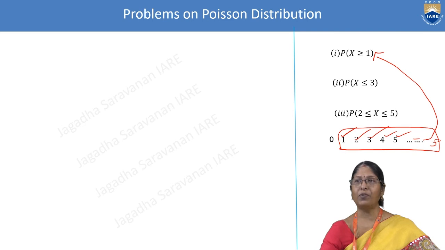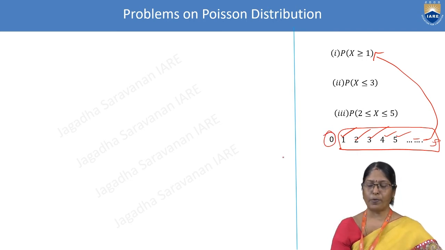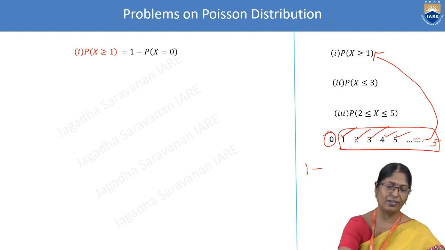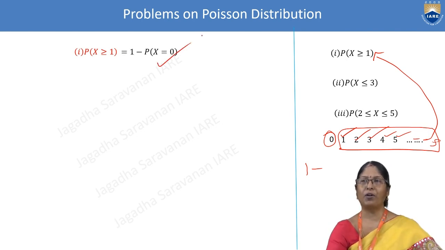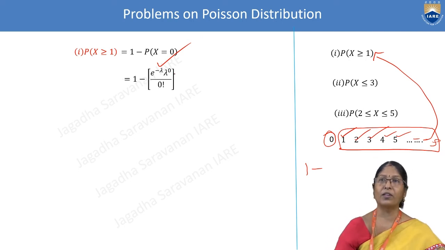How many times will we apply the Poisson distribution formula? It is meaningless. So better to use the smart way. The unwanted data is this one. The total probability, we know, is 1. We will subtract this unwanted data, 0, from the total probability. So we do 1 minus p of x equal to 0.